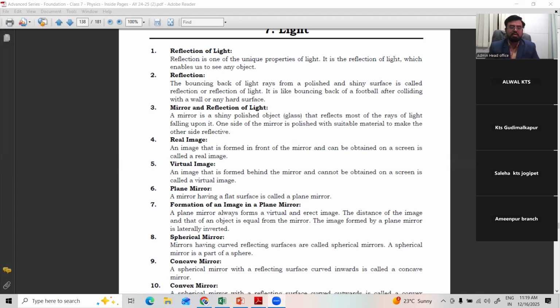So you know about the plain mirror, a mirror having a flat surface, which we use at home for seeing our face, and the plain mirror gives an erect image. The size of the image and object is the same. The distance of the image and object is always the same. The only special property is that the image formed by a plain mirror is laterally inverted, where right looks left and left looks right.